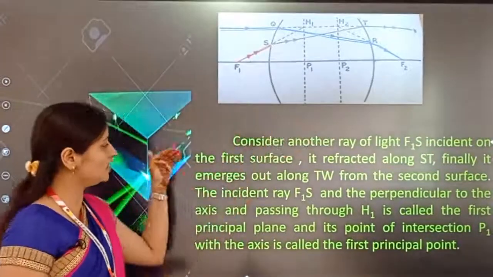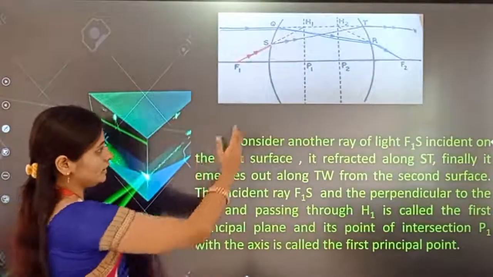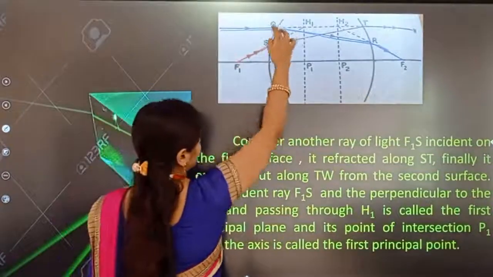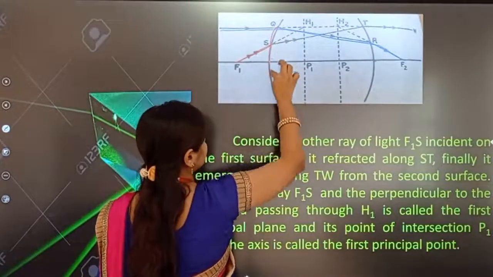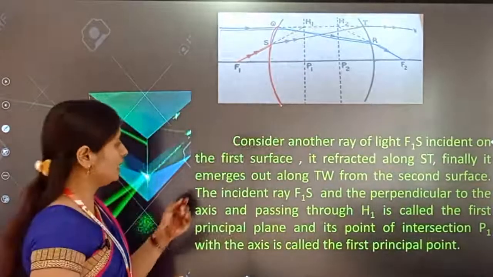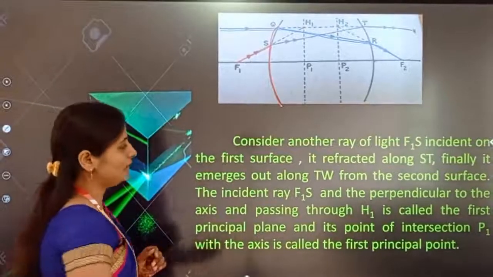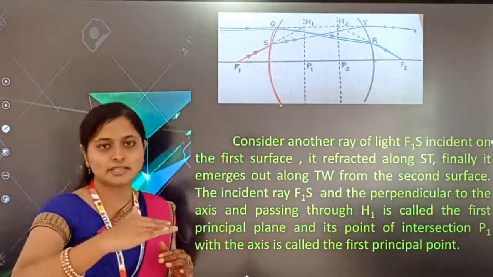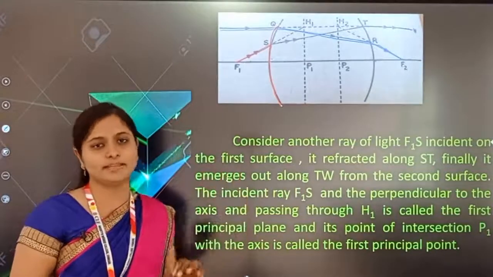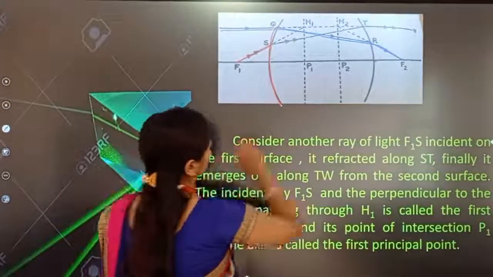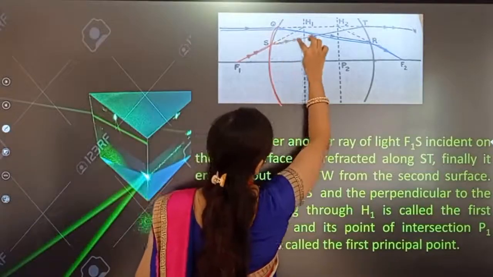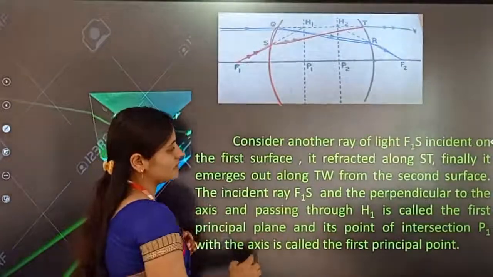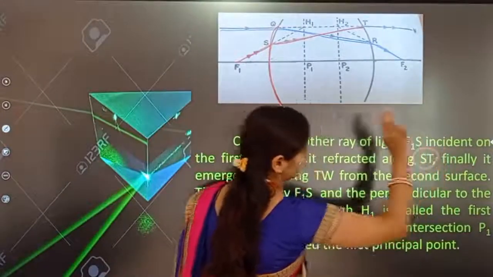F1s is incident on the first surface. Here I already told you two surfaces are there. F1s is incident on what? The first surface. After the incidence, what happened? It is refracted along ST. First incidence takes place, after the incidence, refraction takes place. So it is refracted along what? S and T. Refraction takes place along S and T.